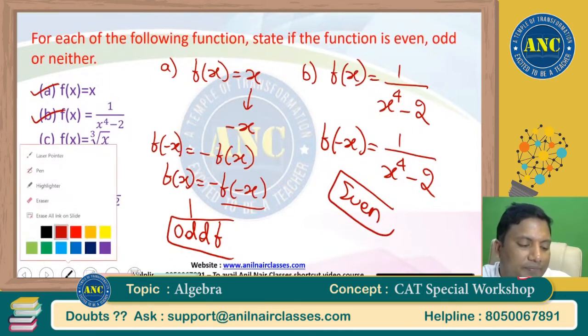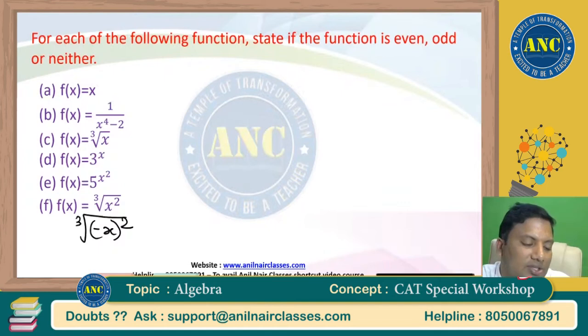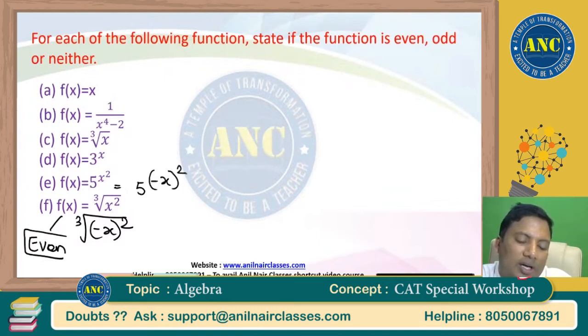Now see here, the third one. If x is replaced with minus x, minus x square is nothing but x square. So here it is an even function. Here x is replaced by minus x whole square. Again, this is an even function.